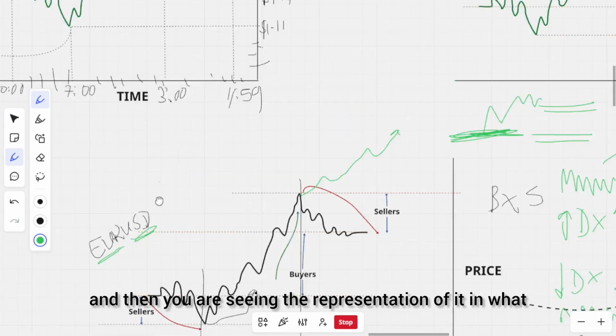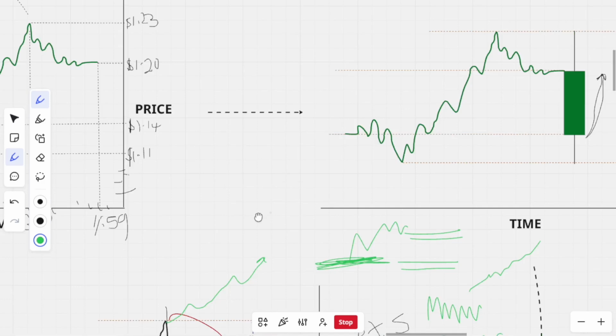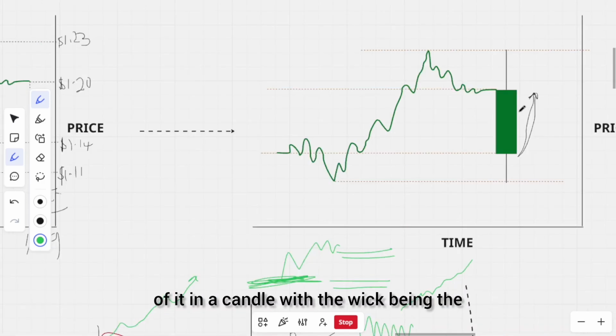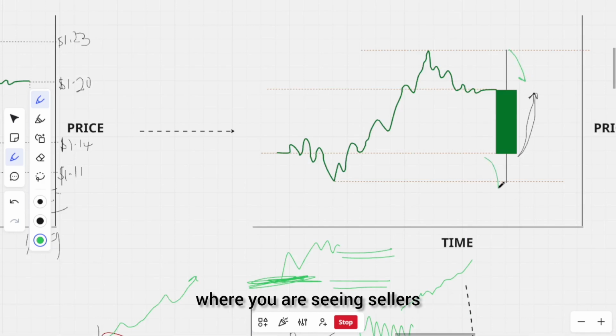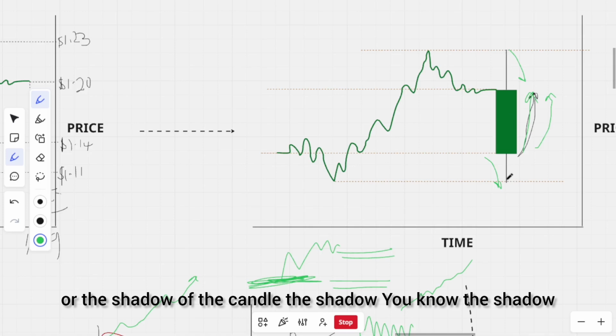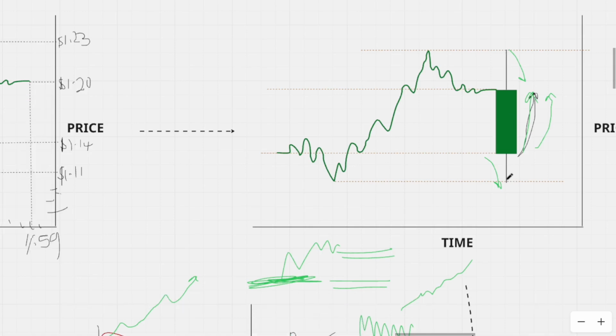And then you are seeing a representation of it in what? A candle. You're just seeing the representation of it in a candle, with the wick being the opposite of this. So the wick is where you are seeing sellers. So here is where you are seeing sellers, and here is where you are seeing what? Buyers. So we are seeing buyers from here, the body. So we call this the body of the candle. We call this the wick, or the shadow of the candle. The shadow. So yeah.